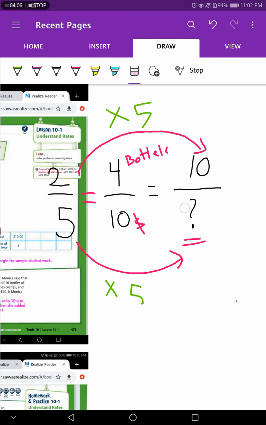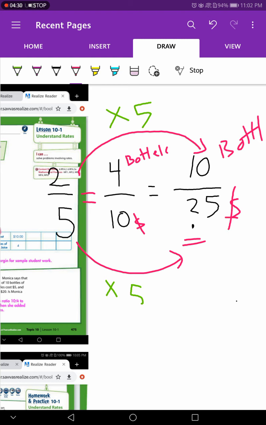So what I have here, 5 times 5 equals 25, $25. So 10 bottles cost how many dollars? $25.